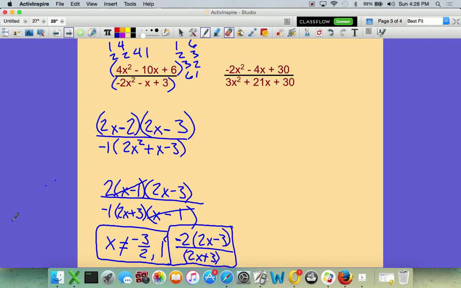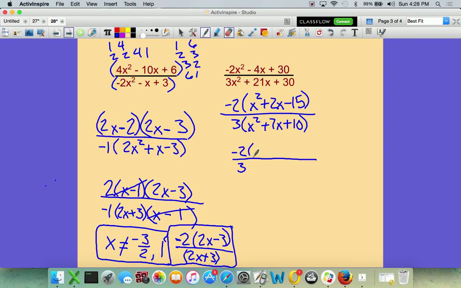Let's simplify first. Let's take out a negative 2 here. So we're left with x squared plus 2x minus 15. Take out a 3 on the bottom. x squared plus 7x plus 10. Alright, now we're ready to factor. Remember to bring down the negative 2 and the 3 here. Top. Let's see, that looks like x plus 5, and x minus 3 to me. Check it, negative 3 plus 5 gives us positive 2, so that works.